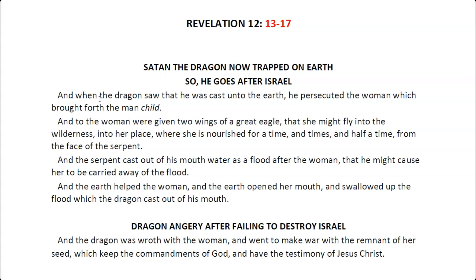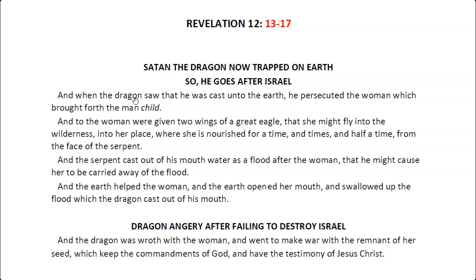All right. And when the dragon saw that he was cast to the earth, he persecuted the woman, which brought forth the man-child. And to the woman were given two wings of a great eagle, that she might fly into the wilderness, into her place, where she is nourished for a time, and times, and half a time, from the face of the serpent. And the serpent cast out of his mouth water as a flood after the woman, that he might cause her to be carried away of the flood. And the earth helped the woman, and the earth opened her mouth and swallowed up the flood, which the dragon cast out of his mouth.